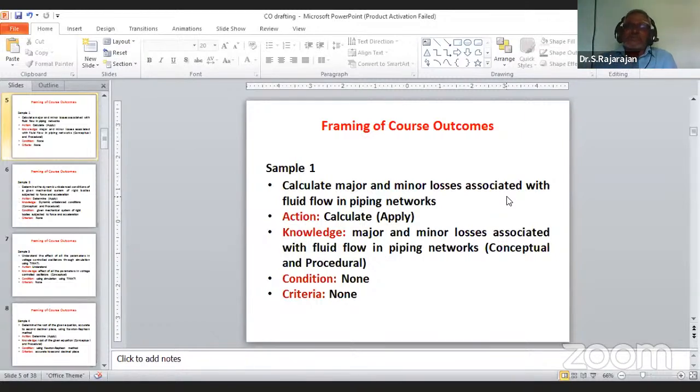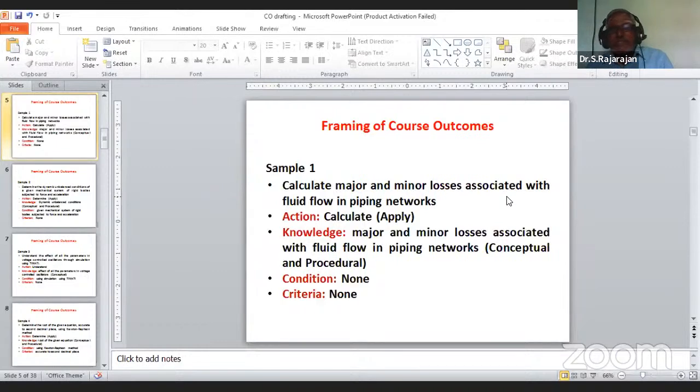Calculate major and minor losses associated with the fluid flow in piping networks. For example, this is a subject or course related to mechanical engineering or civil engineering. This is the prefix statement: after completion of this particular unit, the students will be able to calculate major and minor losses associated with fluid flow in piping networks. The action verb is calculate. Calculate is an action verb related to K3. K3 is the apply level. Major and minor losses associated with the fluid flow in piping networks is actually the knowledge. So the knowledge part is there in this particular CO.